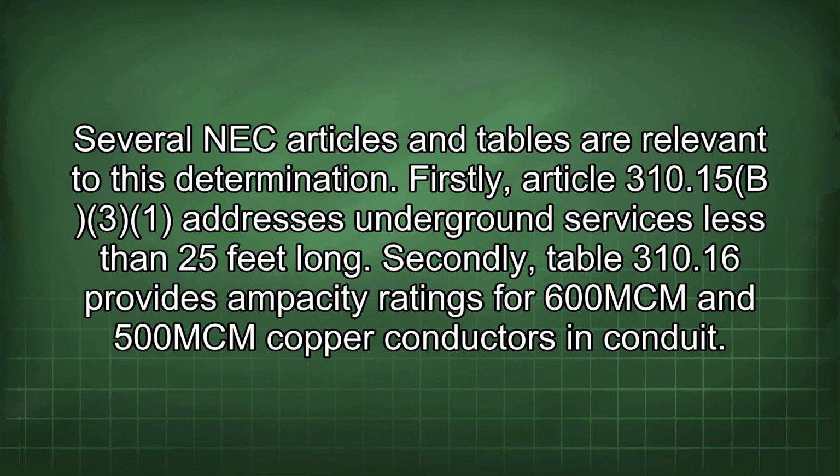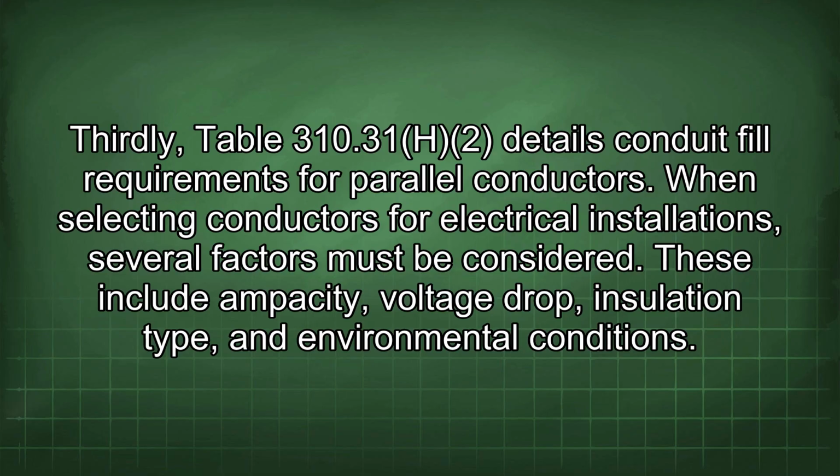Several NEC articles and tables are relevant to this determination. Firstly, Article 310.15(B)(3) addresses underground services less than 25 feet long. Secondly, Table 310.16 provides ampacity ratings for 600 MCM and 500 MCM copper conductors in conduit. Thirdly, Table 310.31(H)(2) details conduit fill requirements for parallel conductors.